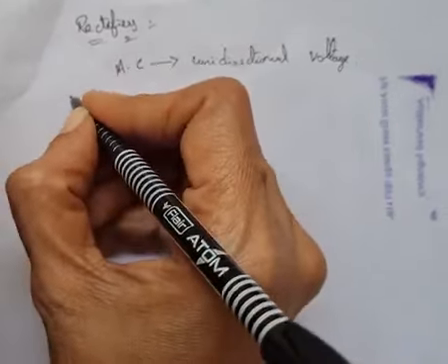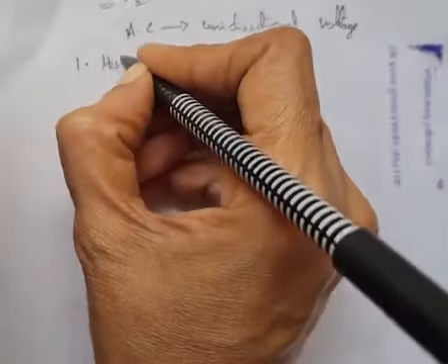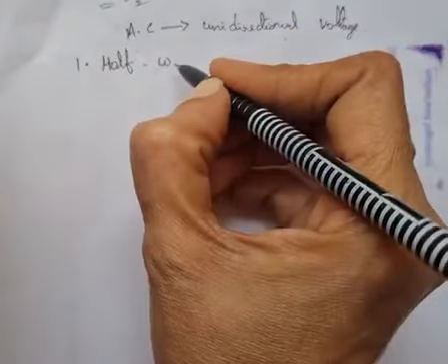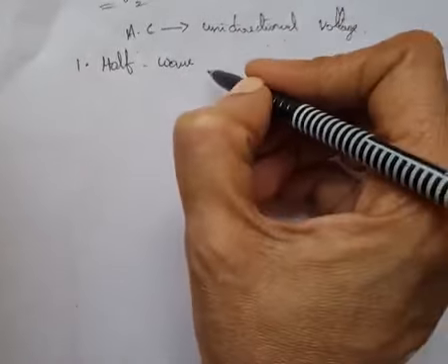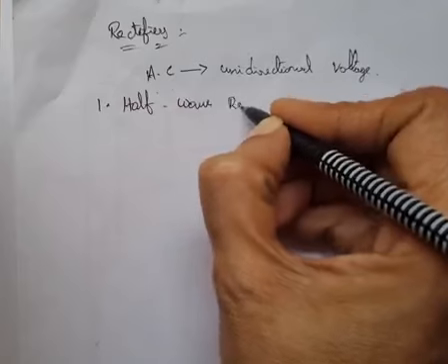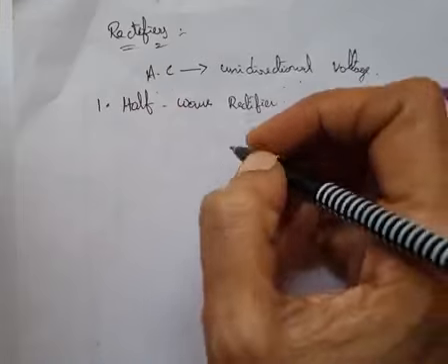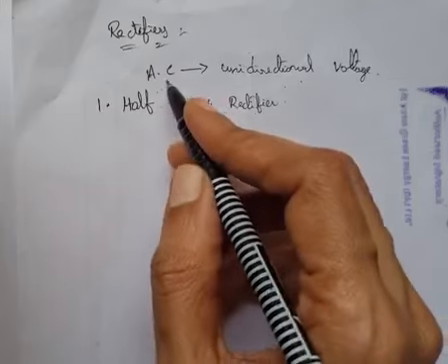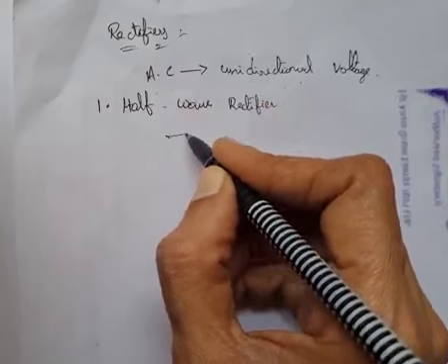So first we will see the half wave rectifier. In the case of the half wave rectifier, we want one circuit diagram of a rectifier. To get unidirectional voltage from AC, for the AC we are taking here one transformer.